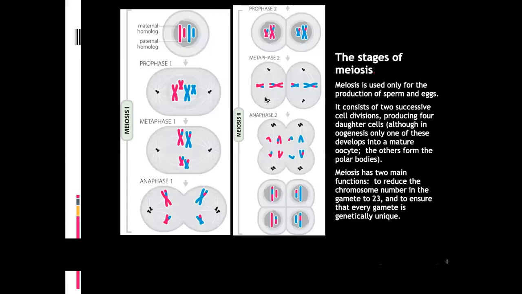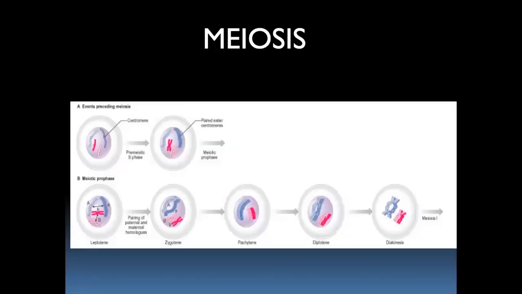So once again, we'll just have a look at this stage. Meiosis 1 and meiosis 2, there are two different stages in meiosis. The number of chromosomes is present in prophase 1, where the genetic combination has taken place. We already know the stages of prophase 1: leptotene, zygotene, pachytene, diplotene, and diakinesis.